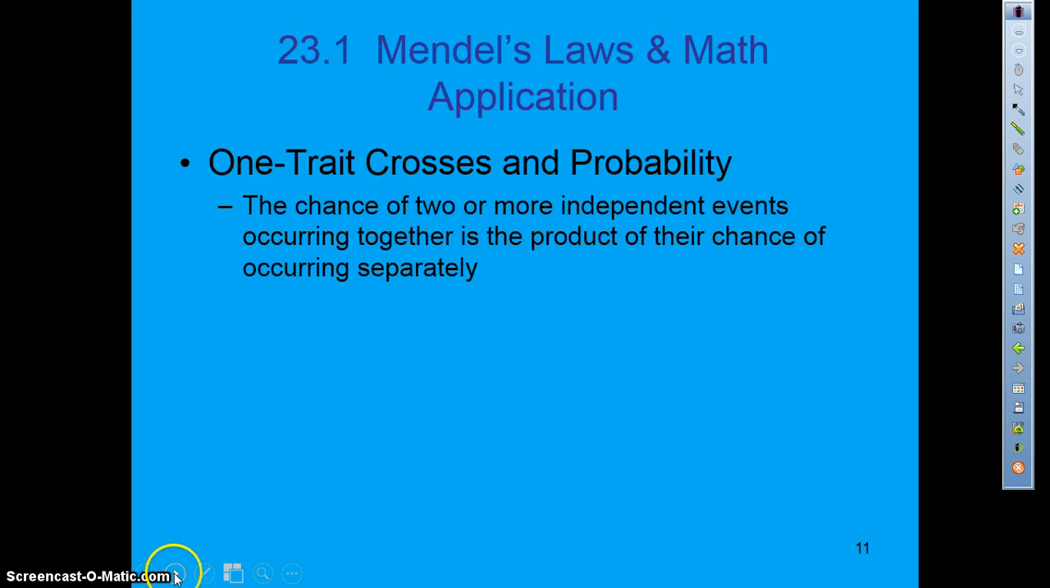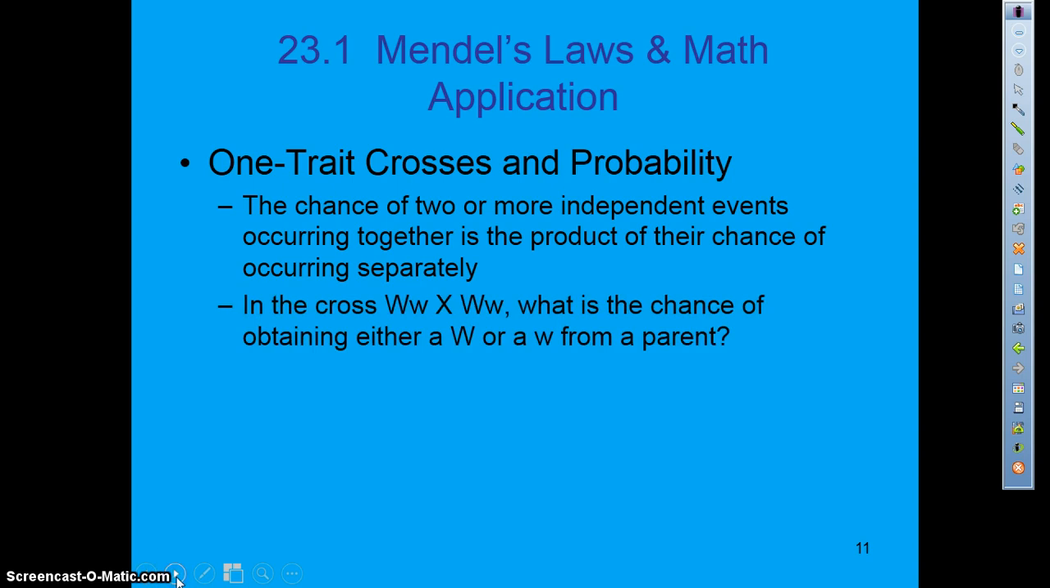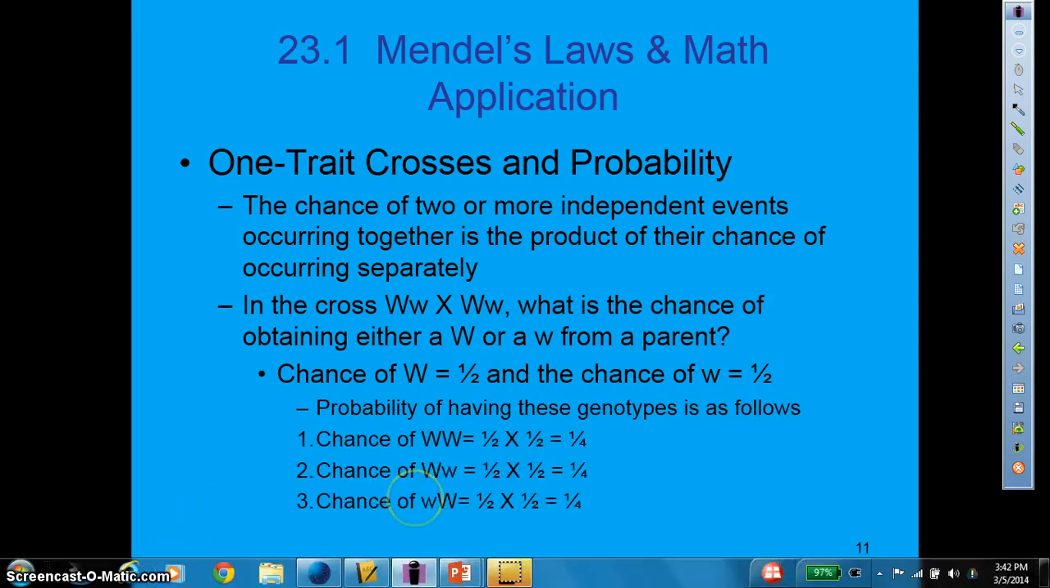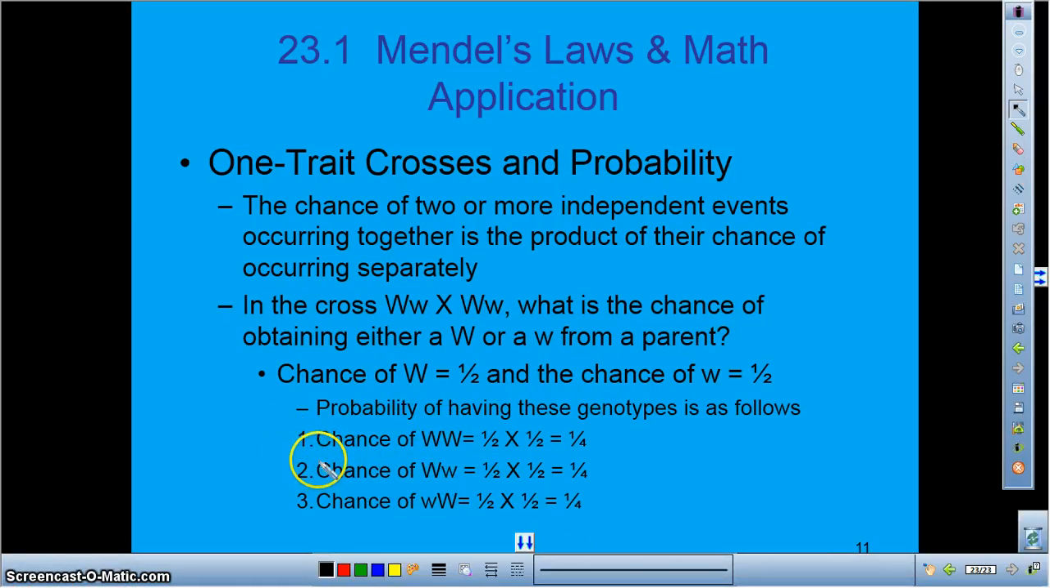One-trait cross and probability. The chance of two or more independent events occurring together is the product of their chance occurring separately. So in the cross, big W little w by big W little w, what is the chance of obtaining either a big W or little w from a parent? The chance of a big W is 1/2. The chance of a little w is 1/2. So if we look at the probability of having these genotypes, this is what we would come up with. And this should be something really familiar because you've done Algebra 2 information that's going to talk about probability and chance, and that's what this is showing you, the math behind what we're doing with the Punnett square.